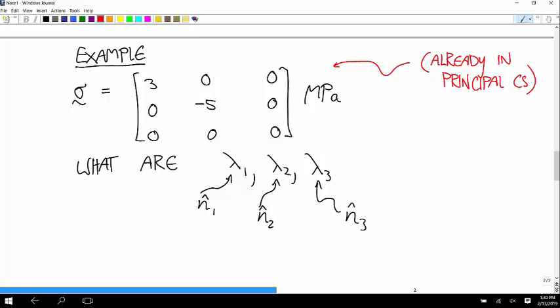It's perfectly fine for this to come out as -1, 0, 0, or 0, -1, 0, whatever. It's not going to matter. I'll talk about that after.